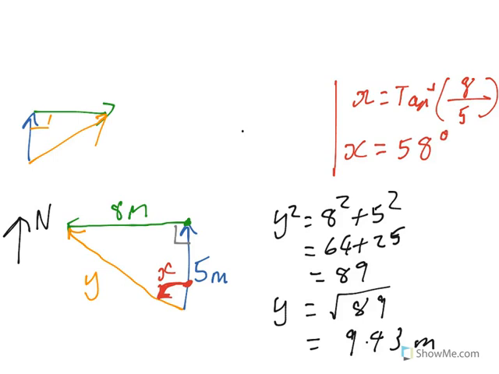So what is our vector sum? So our vector sum, which is y, I'm going to write it, is 9.43 metres north, 58 degrees towards the west. All right. So there's one example. I've got another example in your notes as well. So let's have a look at the next example.